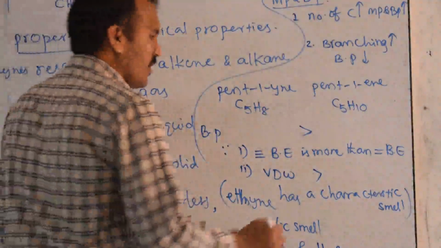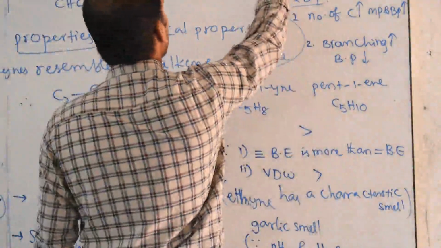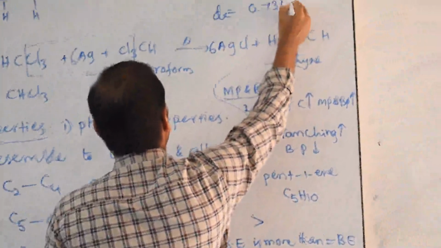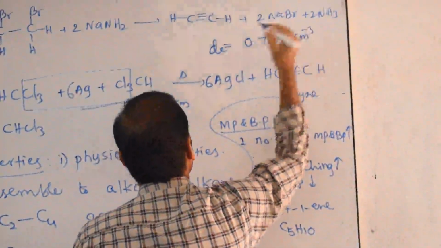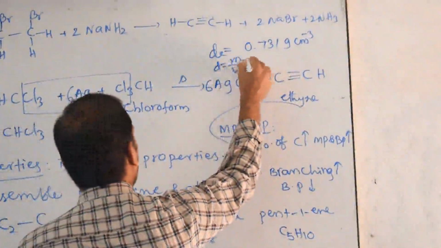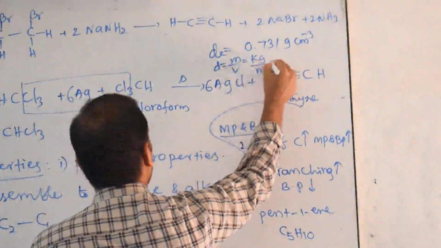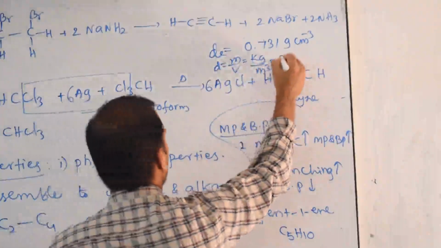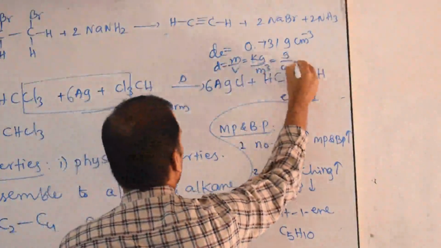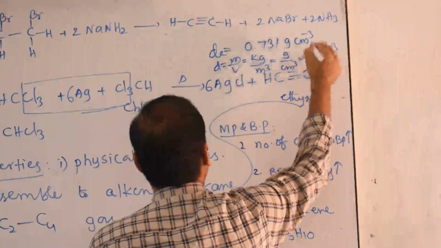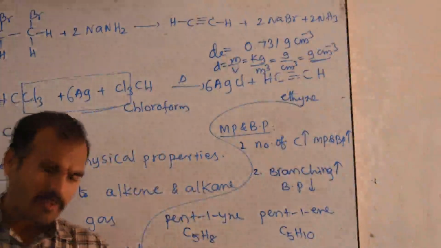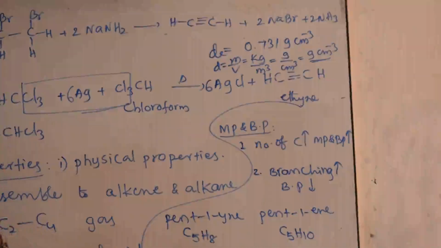And the density of these alkynes is nearly 0.731 g cm⁻³. You know the density formula, mass by volume, which in SI units is kg per meter cube. We can convert to CGS units: gram and centimeter cube. Therefore gram per centimeter cube, g cm⁻³, is the unit here, 0.731. So these are the physical properties. Next class we will discuss the chemical properties.